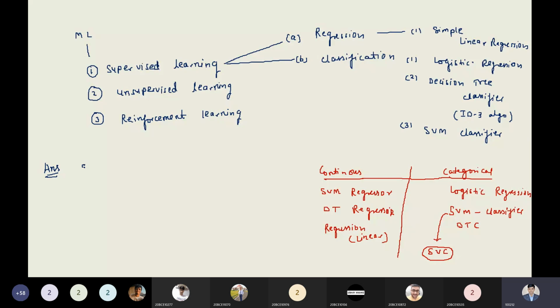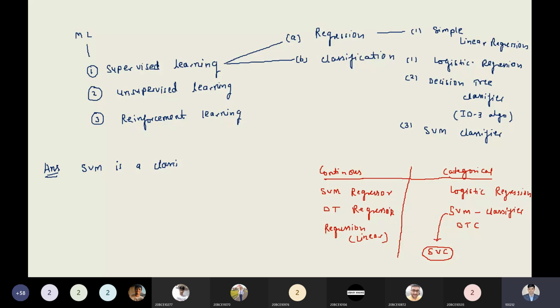Support vector machine or SVM is a classification algorithm. Why am I writing classification and not regression? As I told you many times, many people love to work with the support vector machine as a classifier rather than for regression. But when we have the SVM algorithm along with continuous data, then we speak about the SVM regressor. This is the point you have to keep in mind.